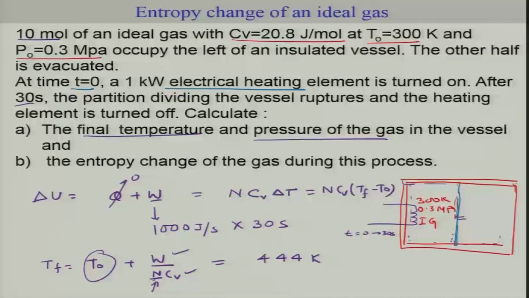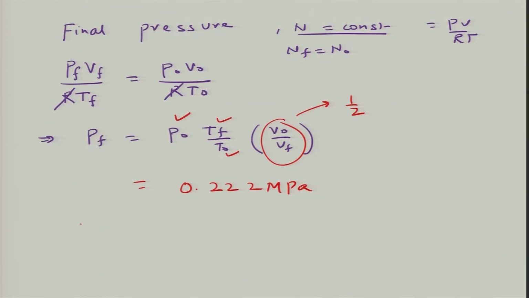Now the second part of the question is the entropy change of the gas. We can ask why we can't simply use delta S equals delta Q by T. Well, we can't, because we know this is not a reversible process. So how do you solve and obtain delta S?